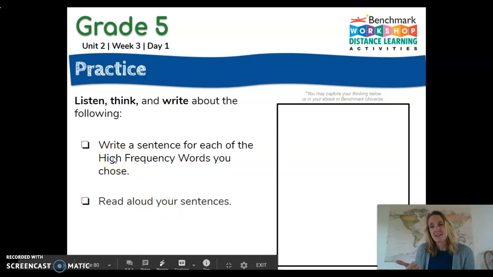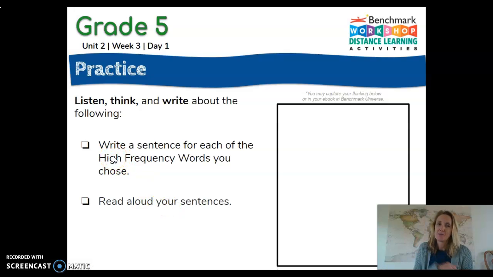Okay, those sentences, you'll start by saying them aloud. But then the next step is to write a sentence for each one of the high frequency words in your English notebook. Don't forget the title. Okay, a good title would be High Frequency Word List.